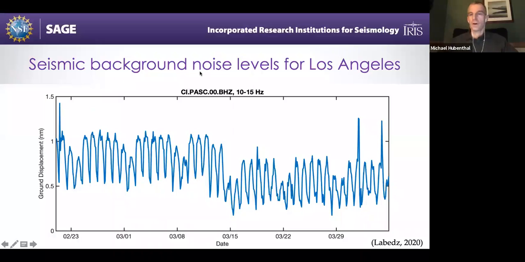So this is from a former student of mine who is at Caltech currently. And this is taking a look at seismic background noise levels for Los Angeles. And so I'd ask us to examine this plot. Some of us might not be used to looking at this sort of data. So let's take a look at the X and Y axes. On the left-hand side of the plot, on the y-axis, we have ground displacement, and we're measuring these in nanometers. And on the x-axis, we have time going from right to left.